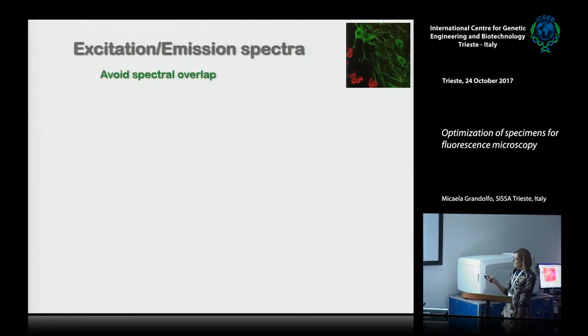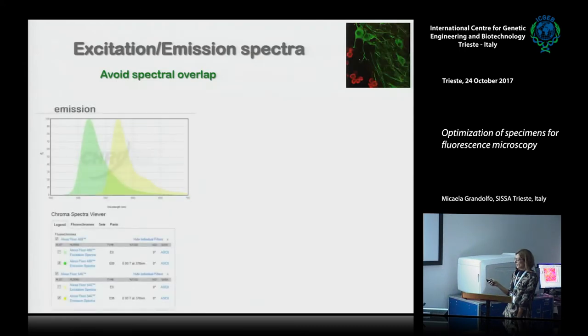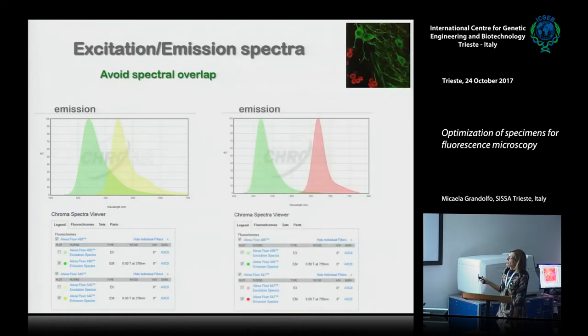Okay, first of all, speaking about excitation emission spectra, remember, as Gabriele told you, to avoid, if possible, spectral overlap. In this case, there are two emission spectra, one of Alexa 488 and one for Alexa 546, and as you can see, there is a huge area of overlapping of the two spectra. If it is possible, you can decide to use another fluorophore associated to the Alexa 488, just to be sure to have almost no overlapping between the two emission spectra.